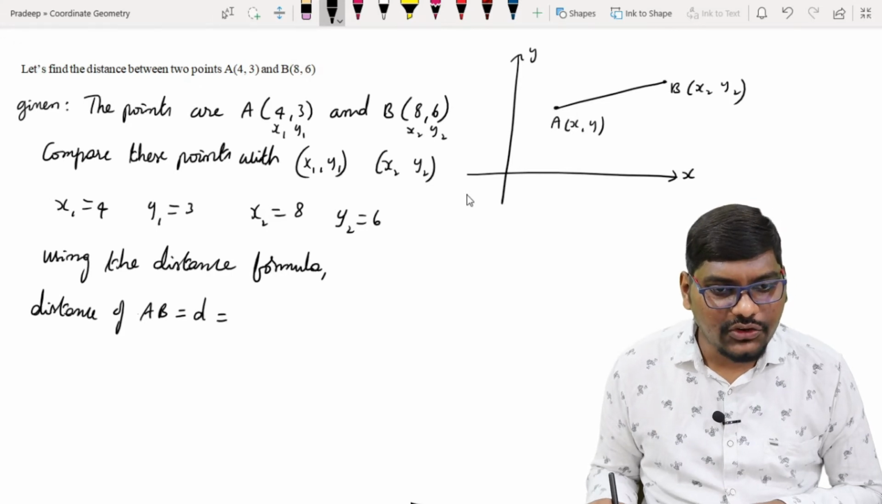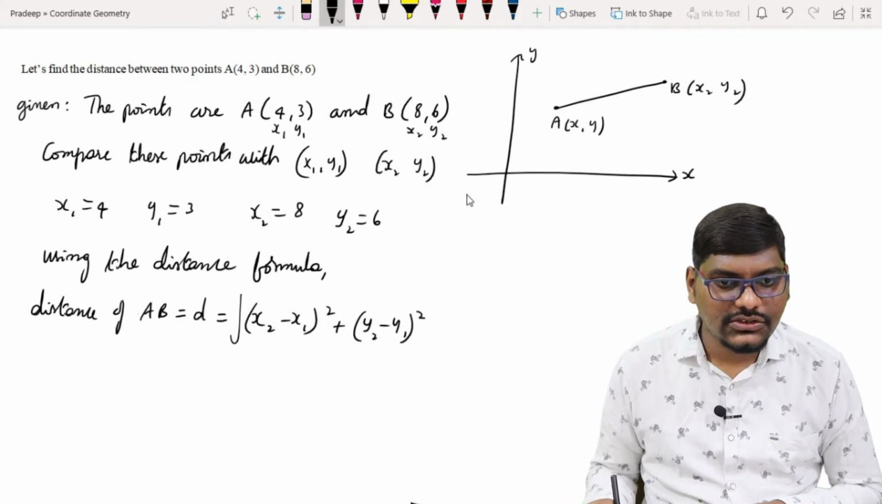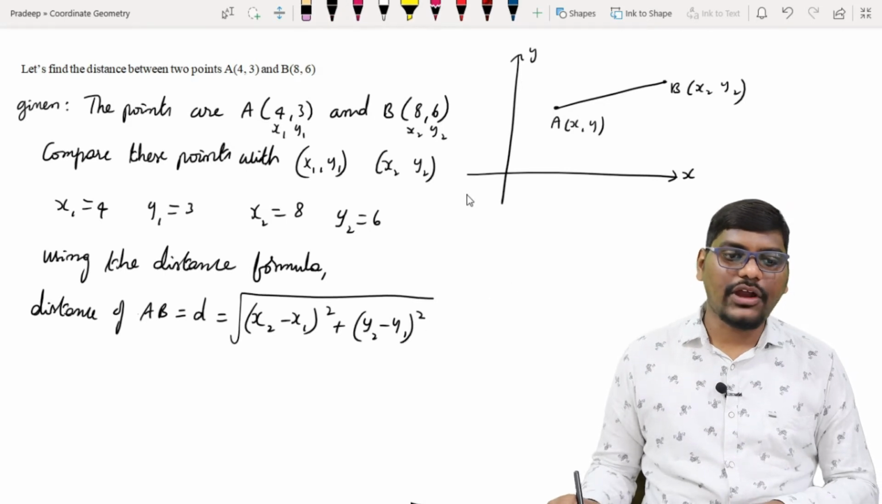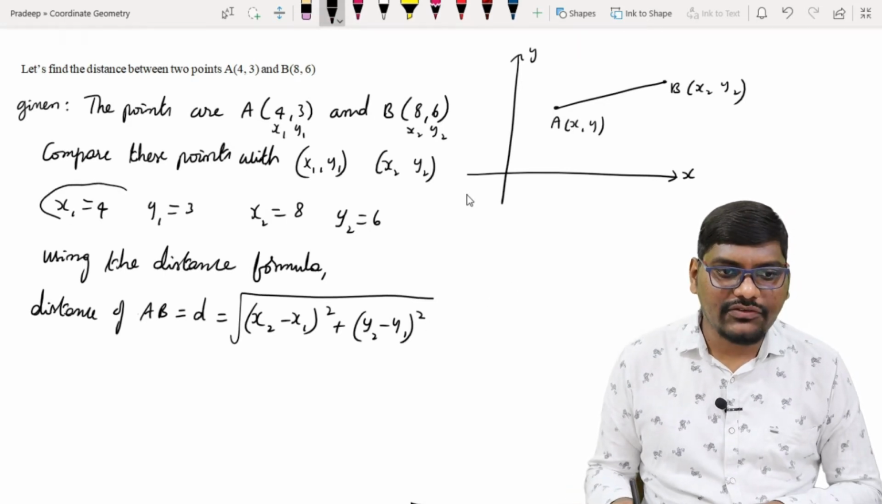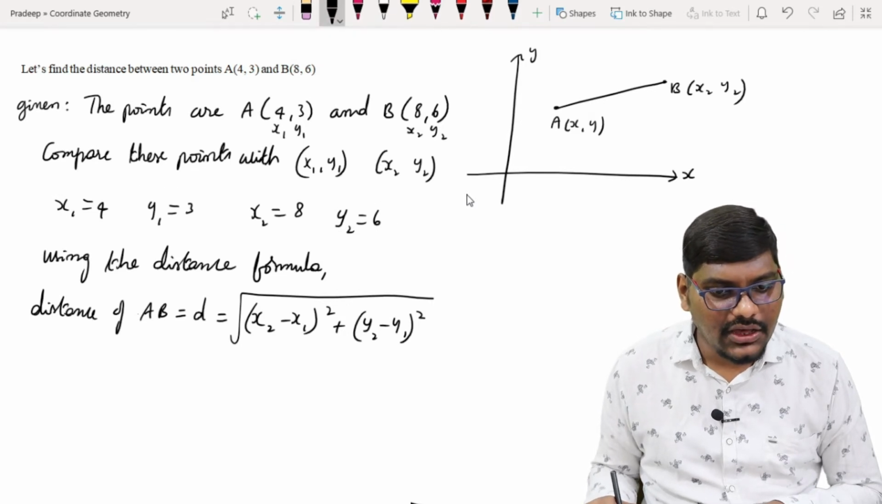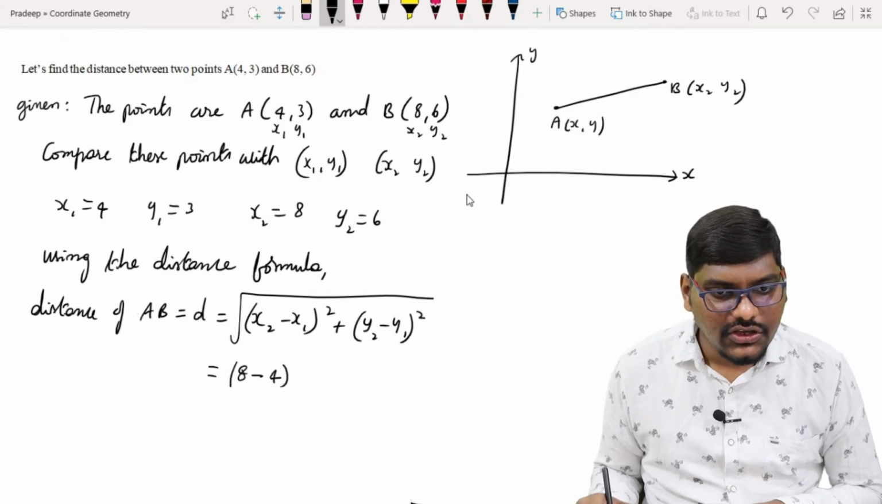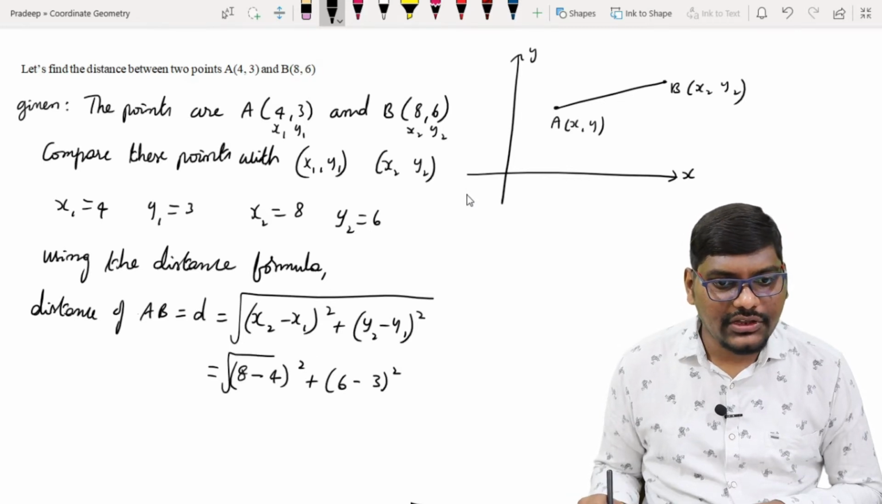That is equal to the formula: root of (x2 minus x1) whole square plus (y2 minus y1) whole square. So this is the distance between 2 points formula. We'll just substitute x1 y1 x2 y2 in this formula. x2 is 8 and x1 is 4, y2 is 6 and y1 is 3. So I substituted the values.